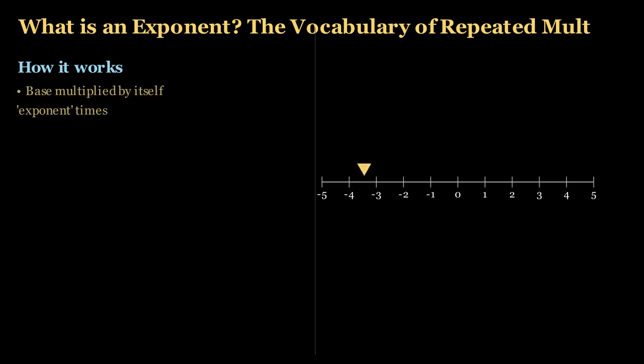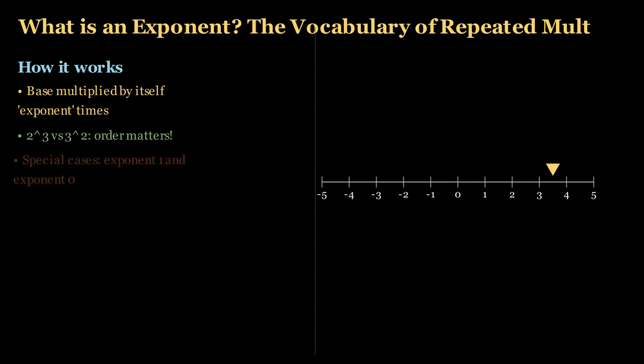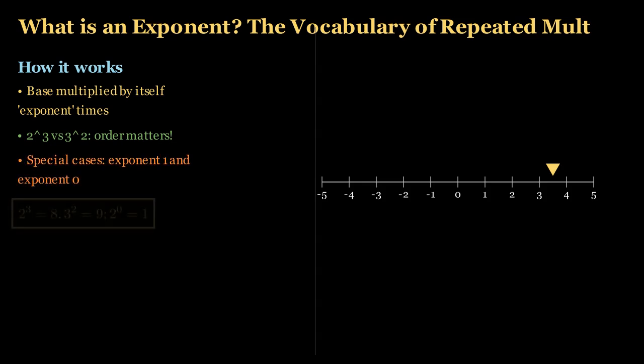Now, what about an exponent of 1? 2 to the first power means just 1 copy of 2, so it's just 2. Makes sense, multiplying by itself 0 extra times leaves the number alone. And the strangest one, 2 to the 0 power. Why is that one? Look at the pattern, 2 cubed is 8, 2 squared is 4, 2 to the first is 2. Each step down divides by 2.